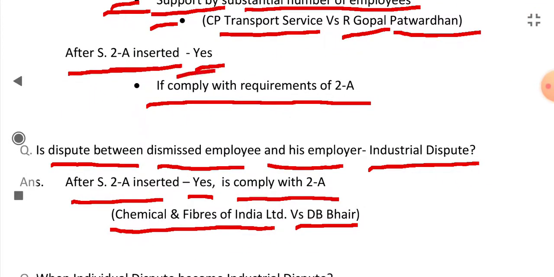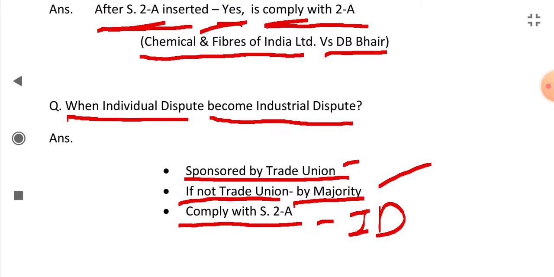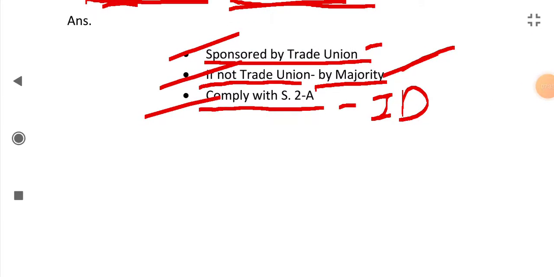After section 2A was inserted, yes, the individual dispute becomes an industrial dispute if it complies with the requirements of section 2A. Is a dispute between a dismissed employee and his employer an industrial dispute? After section 2A was inserted, yes, if it complies with the requirements of section 2A. When does an individual dispute become an industrial dispute? We saw that if it is sponsored by the trade union, or if not sponsored by the trade union, then if supported by the majority, or if it complies with the requirements of section 2A. So this was industrial dispute.